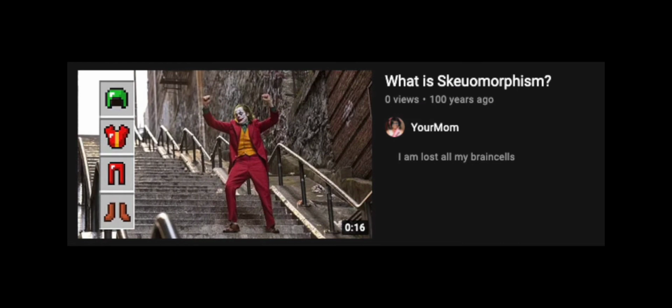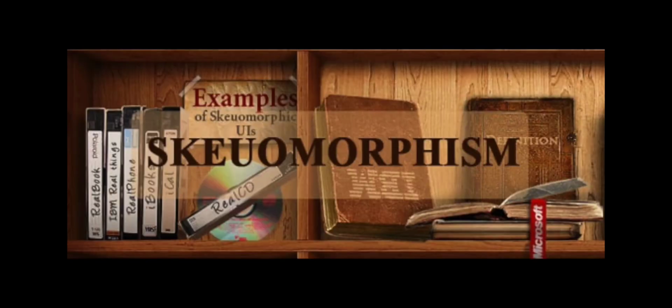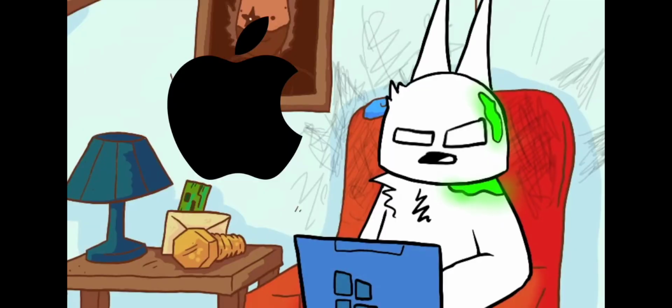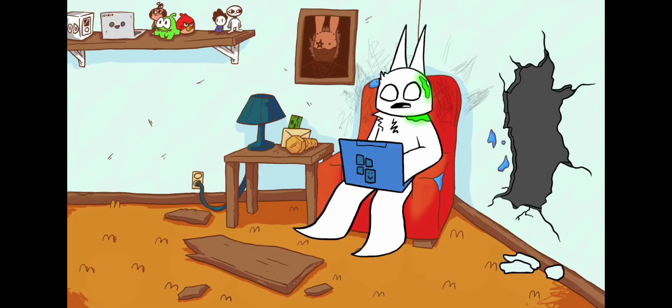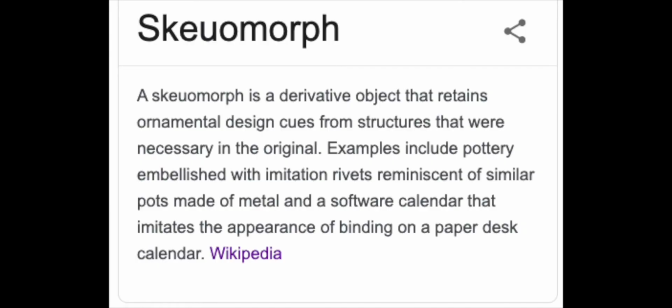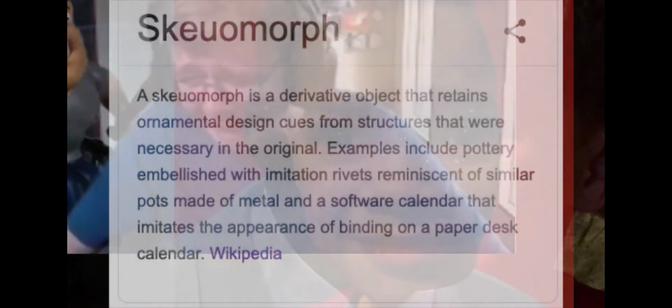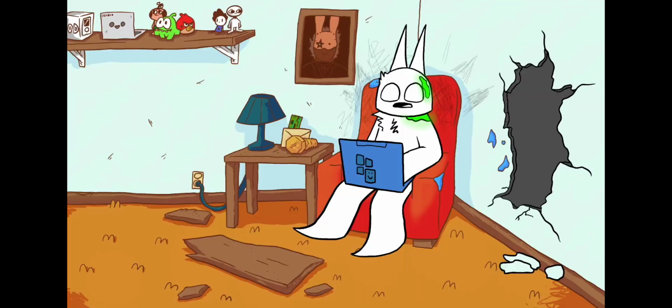Skeuomorphism. What is skeuomorphism? Why does this word have so much to do with these bubble icons? Well, they don't. And why does Apple hate them like I hate the sound of nails on a chalkboard? Well, the definition of skeuomorphism, according to Wikipedia, is as follows. A skeuomorph is a derivative object that retains ornamental design cues from structures that were necessary in the original. Basically, it's an idea or design that's from the previous version of that idea or design.